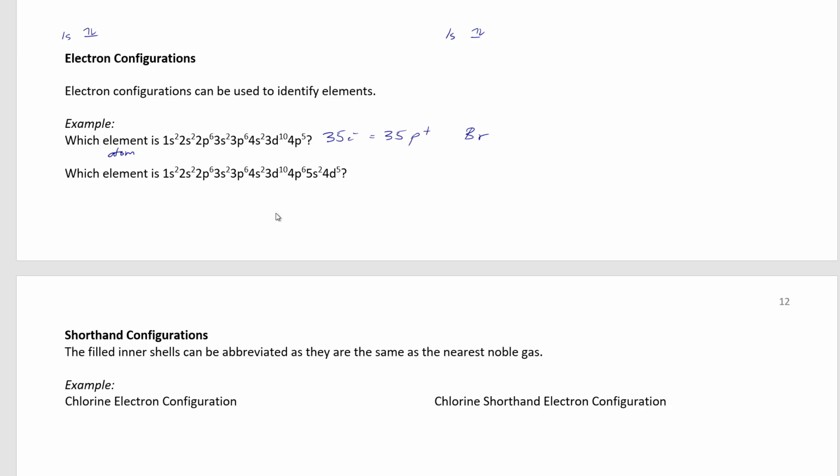Try pausing the video right now and see if you can do this one on your own and come up with the correct element with this electron configuration. Hopefully you came up with the element technetium, Tc, by counting up all the total number of electrons, which I believe in this case is 43.